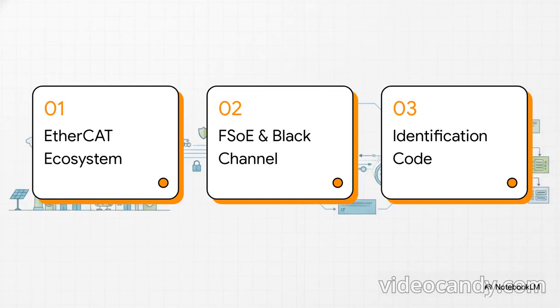Okay, let's dive into this. Here is our roadmap for today. First up, we'll look at the Ethercat ecosystem. Second, we'll get into FSOE and the black channel. And finally, we'll wrap up with the Beckhoff identification code.